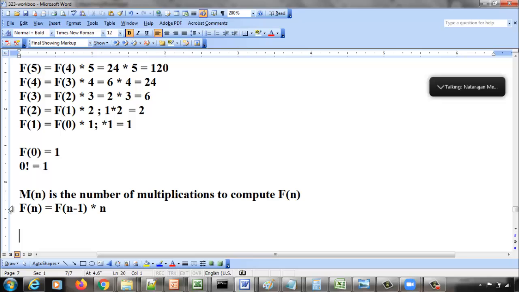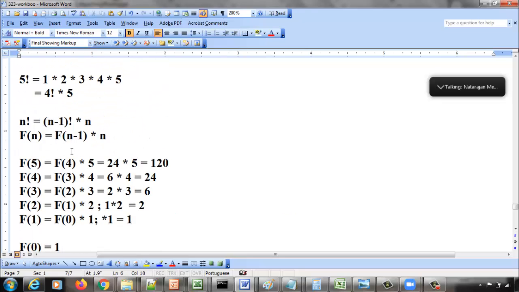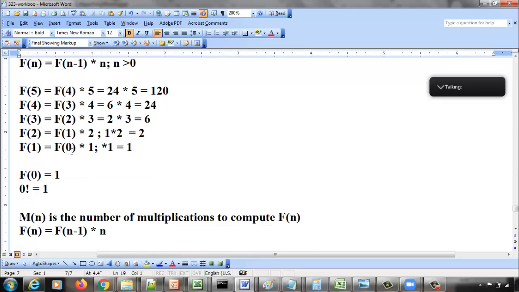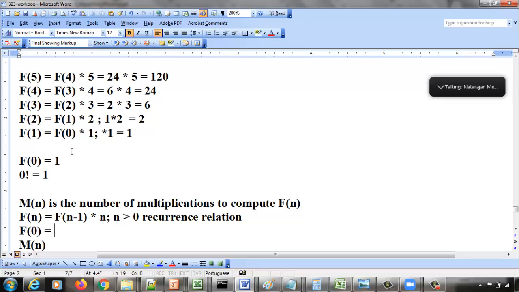Okay, so this is called a recurrence relation. Now even here you keep going until f of 0: f of 1 is f of 0 times 1, and f of 0 is 1. We cannot solve f of 0 using this recurrence. So we can say this recurrence relation is true for n greater than 0. If n equals 0, f of 0 is 1. So it's called a recurrence relation, and it is true for n greater than 0. Then f of 0 is 1.